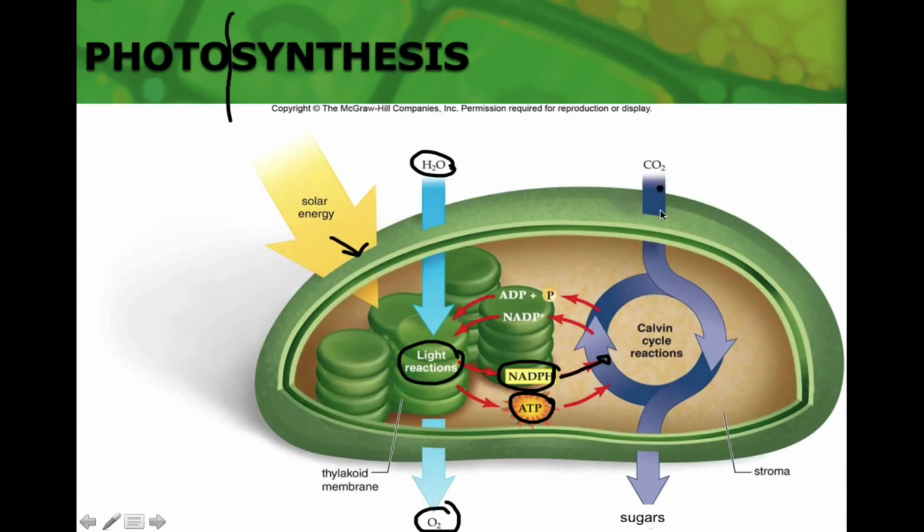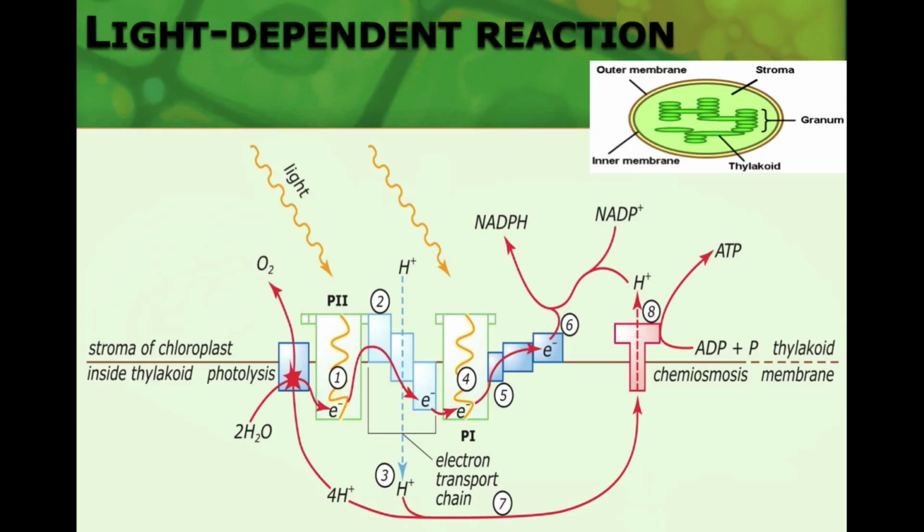Now, remember, we had CO2 that was left that needs to be used. So the CO2, or carbon dioxide, will then be used in the Calvin cycle in order to produce these sugars. Where does the Calvin cycle occur? The Calvin cycle occurs in the stroma of the plant, the fluid. This blue doesn't represent a specific organelle. What this is showing you is that this is a cycle that will continuously occur. So let's take a look at the light-dependent reactions first.